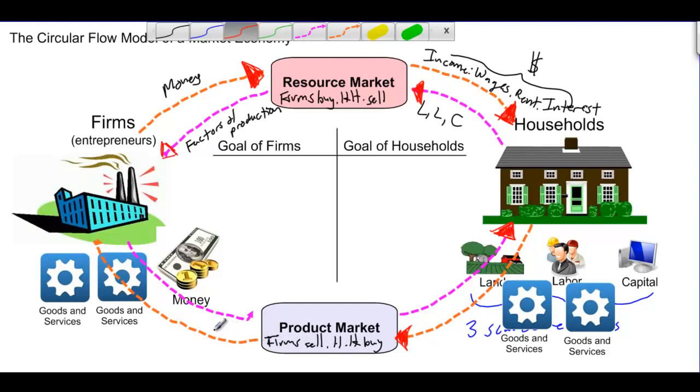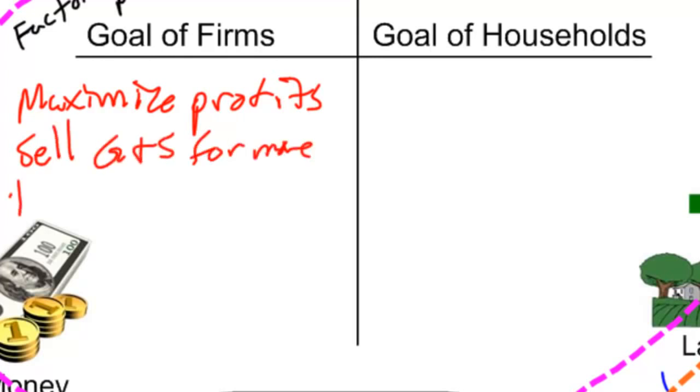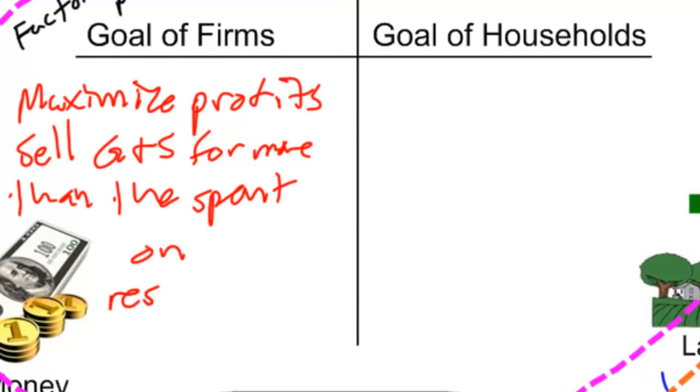The goal of firms and households in this model of the market economy are very clear. Firms are profit seekers. So the goal of firms is to maximize profits. To do this, firms must sell their goods and services for more than they spent on resources. That's the definition of a profit, essentially. It's when a firm's total revenues are greater than its total costs. In other words, it's sold for more than it costs to produce.